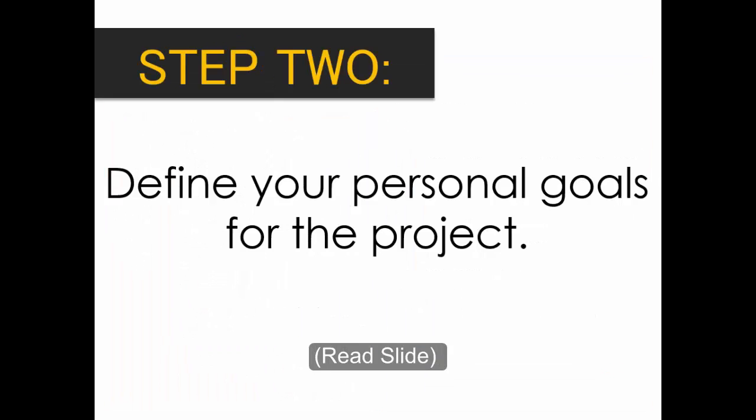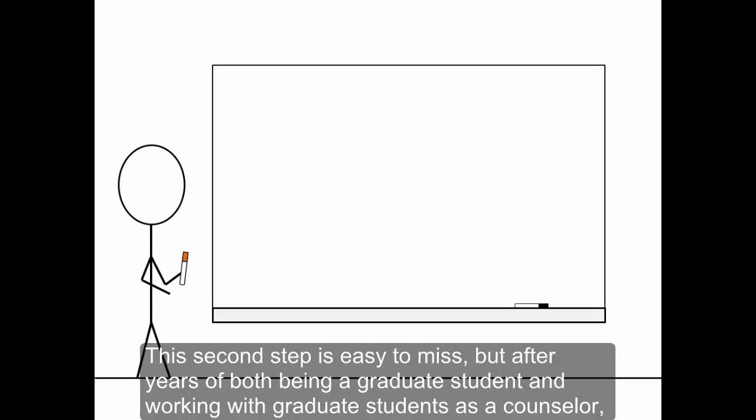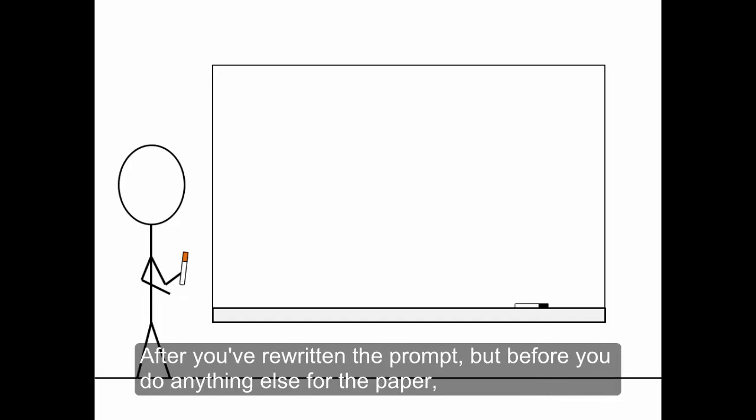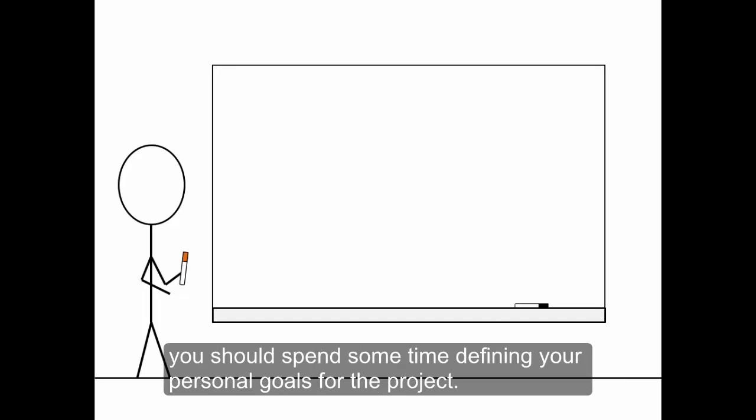Step 2. Define your personal goals for the project. This second step is easy to miss, but after years of both being a graduate student and working with graduate students as a counselor, I think it's one of the most important steps you can take towards writing an outstanding paper. After you've rewritten the prompt, but before you do anything else for the paper, you should spend some time defining your personal goals for the project.